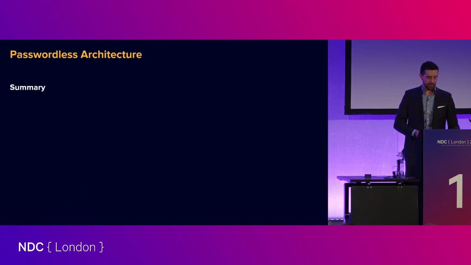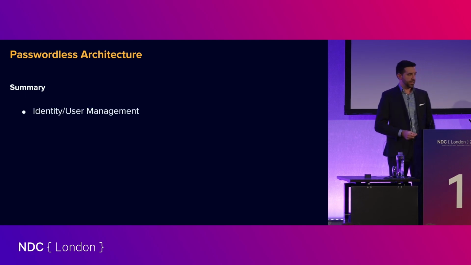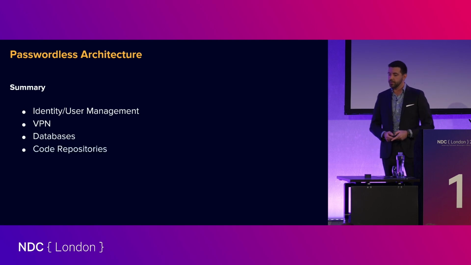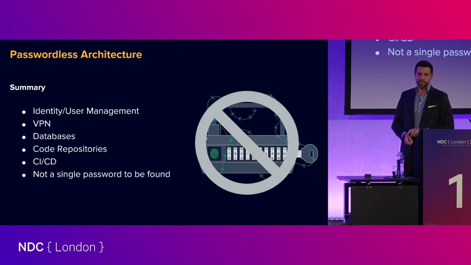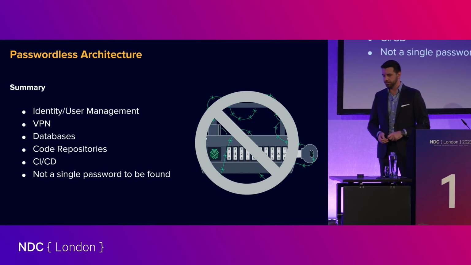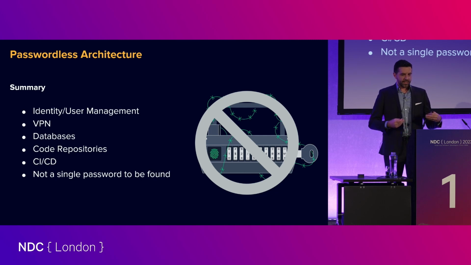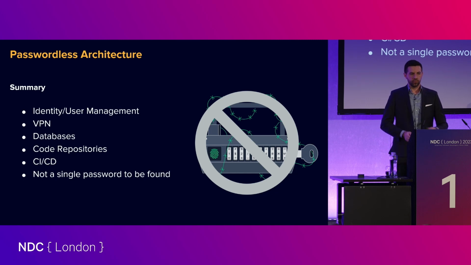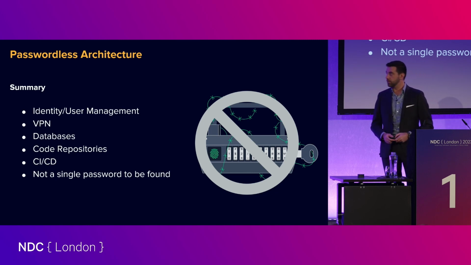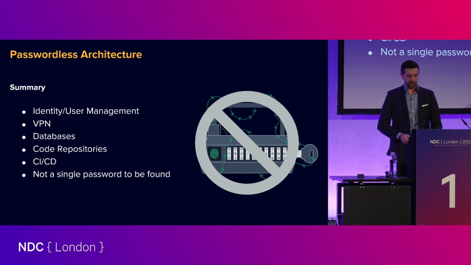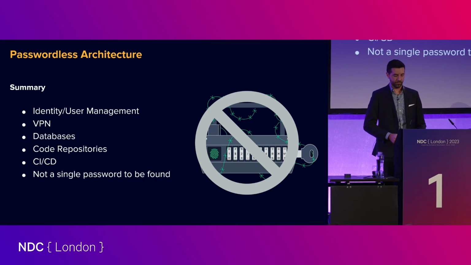So in summary, we now have a passwordless architecture that supports identity user management, supports a VPN, supports our databases, supports code repositories and CI/CD workflows, and there isn't a single password anywhere in that infrastructure. This extends to most services in AWS, at least. I'm not as familiar with the other cloud providers, but almost all of their services you can set up using these types of mechanisms, role-based access with identity providers through OIDC or SAML through your central user management system. There are some old legacy systems that still require passwords, but I believe those are being phased out over time. And every bit we can do to remove passwords is great for security.